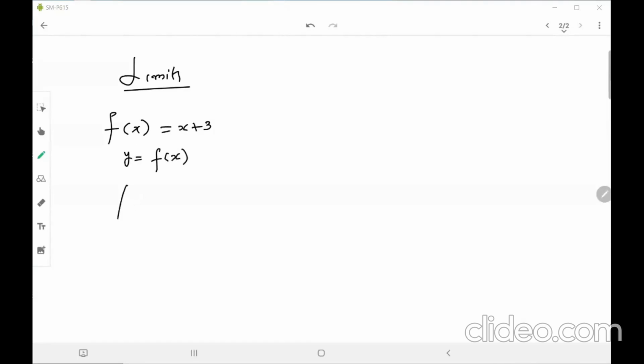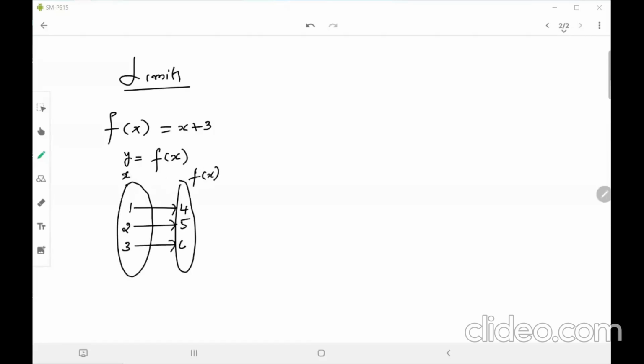Or if I draw a Venn diagram, I can see that if this is x, the corresponding f of x will be here. If I put x equal to 1, I get 1 plus 3, 4. x equal to 2, 5. x equal to 3, 6. So 1 is connected with this, 2 is connected with this. So what is the meaning? Whenever I write y is a function of x, the meaning is as x changes, the value of y also changes. Depending upon the small changes in the value of x, the value of y also changes. That is the meaning when I say y equal to f of x.